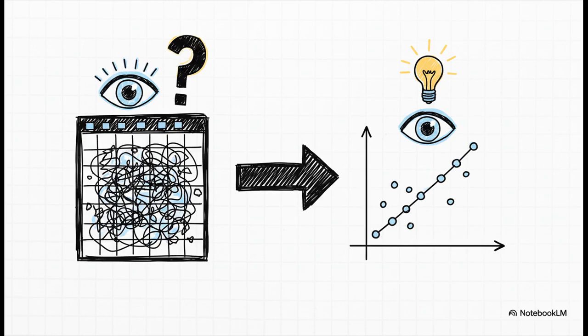Before you do any complex math, the very first step is always to just look at your data. A simple chart or a scatter plot can turn a confusing mess of numbers into a clear picture, revealing trends and relationships you would have never spotted otherwise.